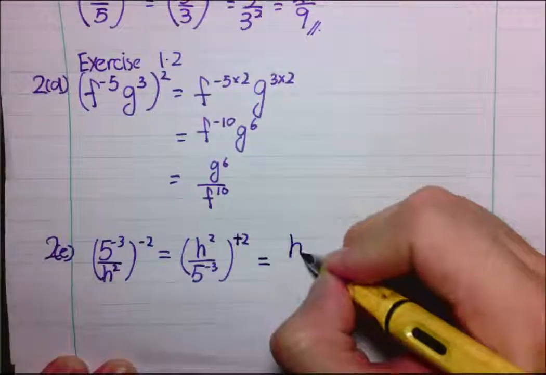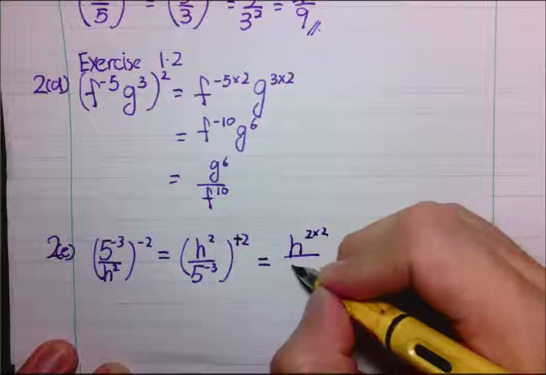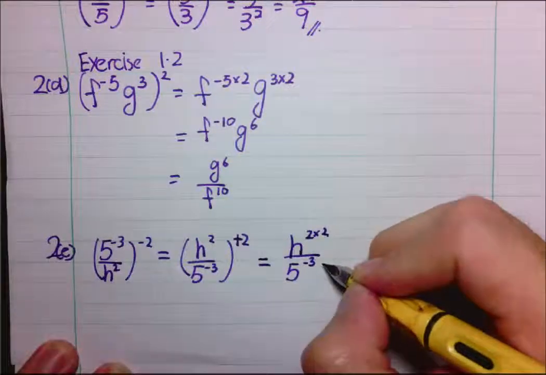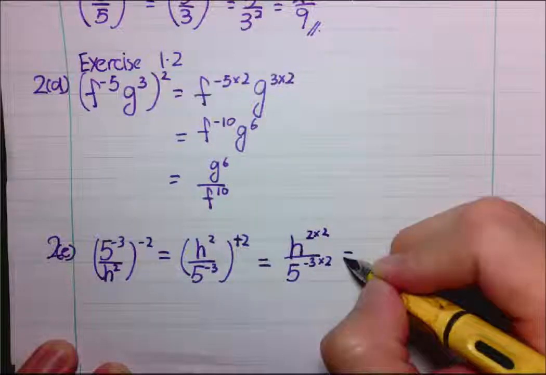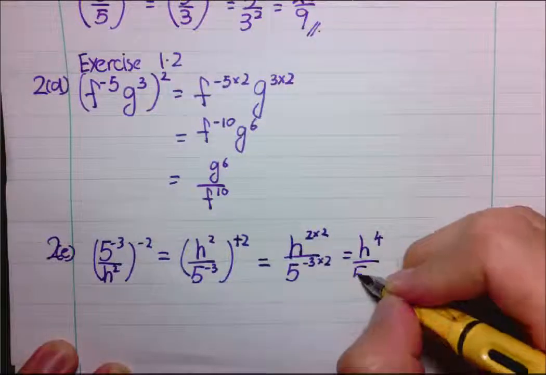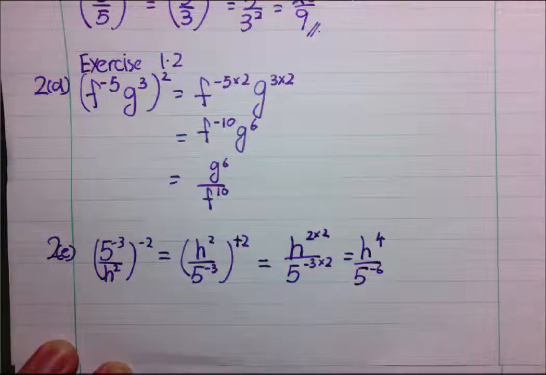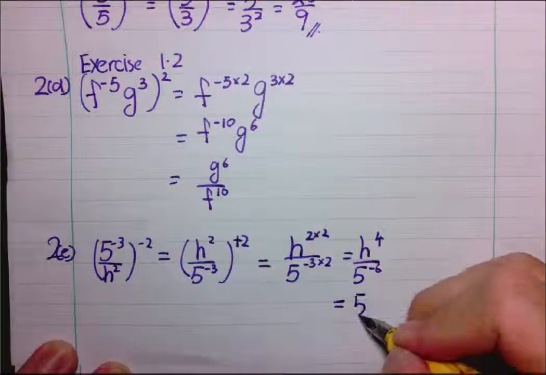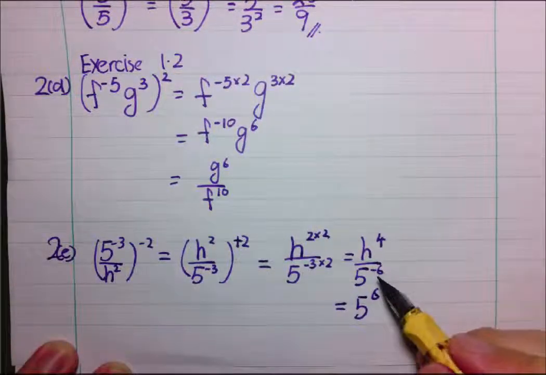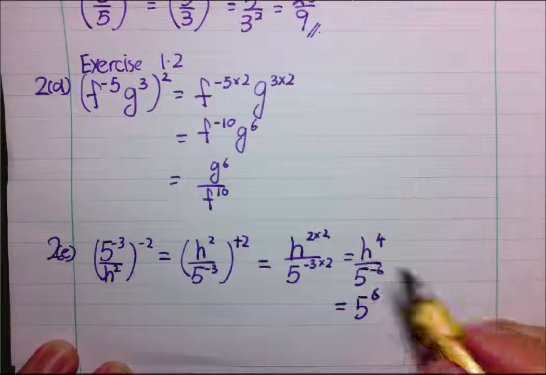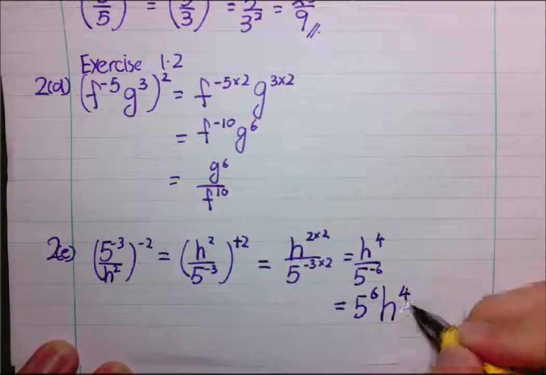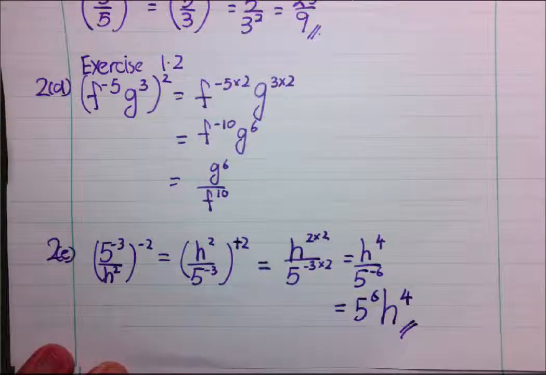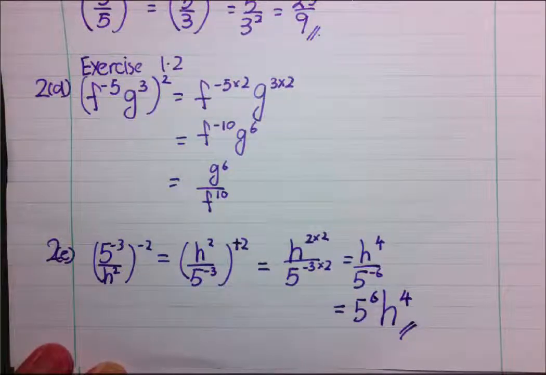Then next part, when we open the bracket, is h to the power of 2 times 2, 5 to the power of negative 3 times positive 2. I get h to the power of 4, 5 to the power of negative 6. Then 5 to the power of negative 6, if I express it in positive index form, becomes 5 to the power of positive 6. Negative to positive, you just go into the numerator, and h to the power of 4. We are done with question 2E. Okay, maybe I just do one more example for you.